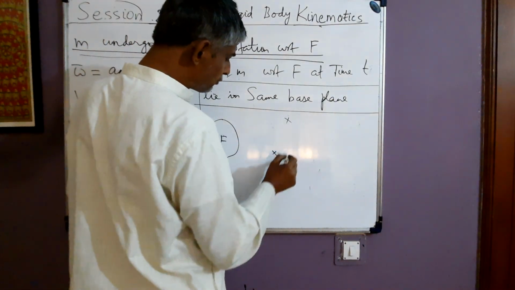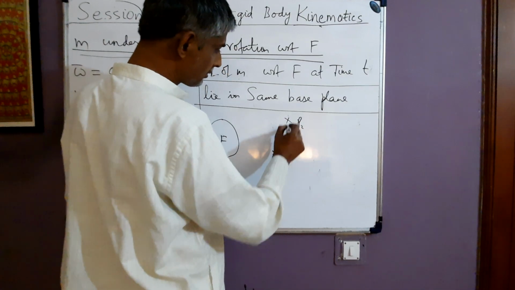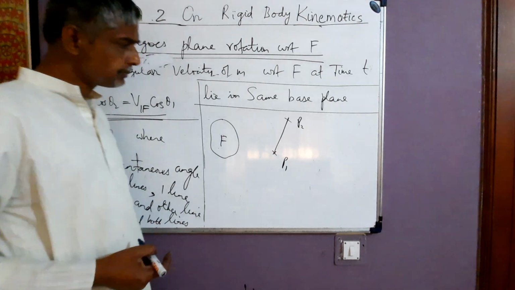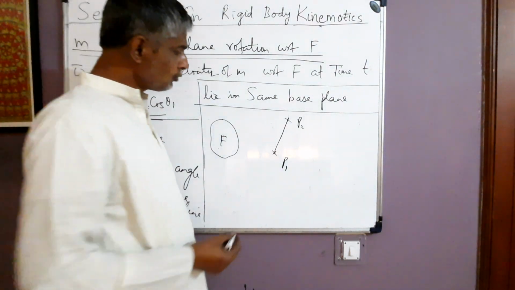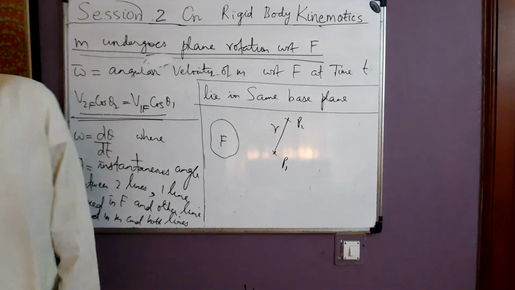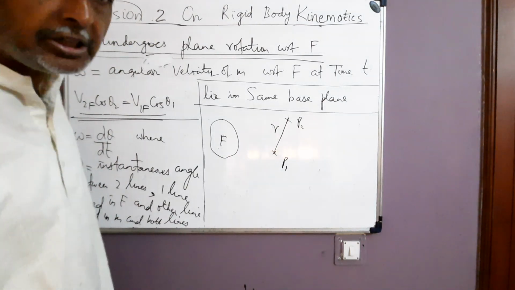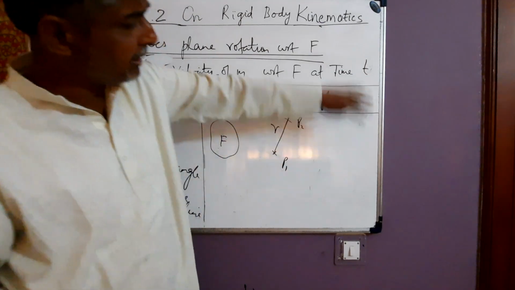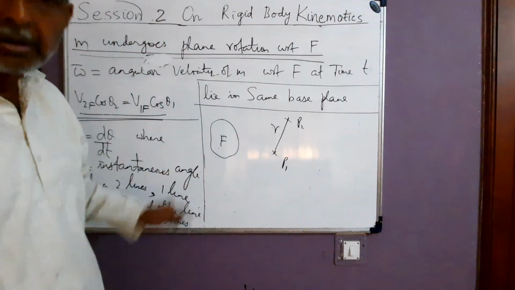Suppose P1 and P2 are two moving points with respect to frame F. At a certain instant t, the separation between P1 and P2 is r. Now suppose P1 and P2 always move in the same plane; they are confined to move in the same plane as seen from F.